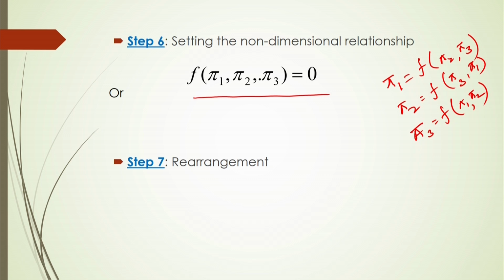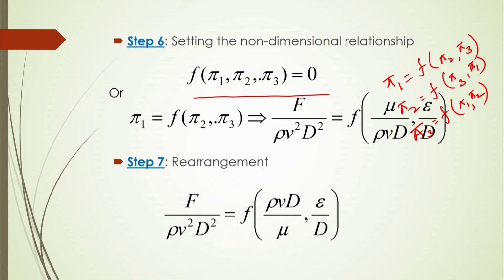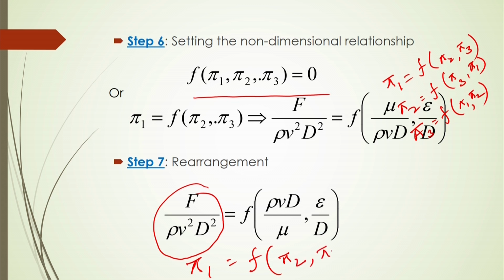And the next step is that you have to rearrange this functionality like this: f by rho V square d square as phi 1, as a function of phi 2 and phi 3. So, this is the functionality of these dimensionless groups.